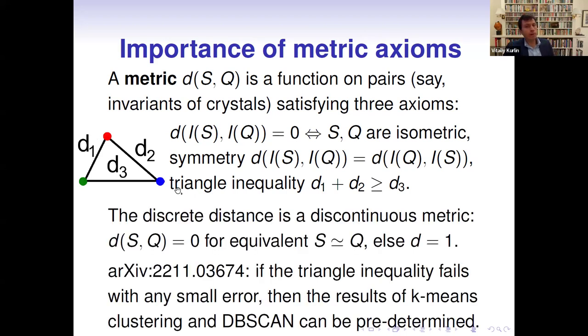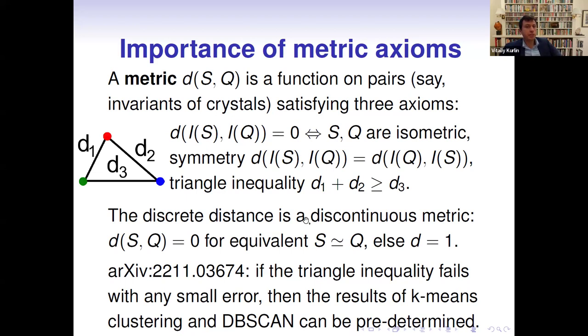So why are these axioms important? They are important because if they are not satisfied, then almost any conclusion can be made. For example, a recent paper formally proved that if the triangle inequality fails with any small positive error, so when we have the opposite inequality with any small error, then the results of two widely used clustering algorithms can be simply predetermined. You could design your favorite clusters in advance and then find a suitable similarity distance, not satisfying the triangle inequality, that produces these predetermined clusters.